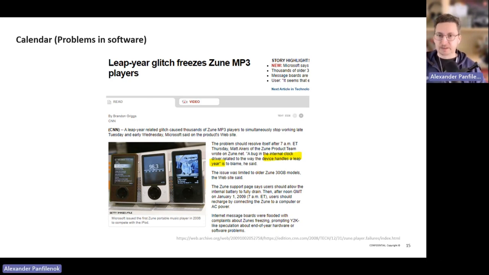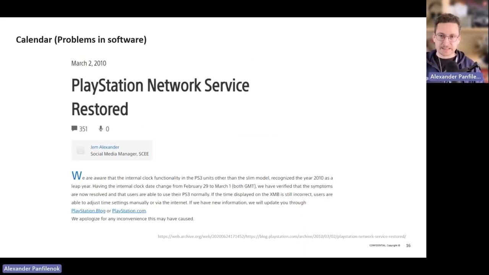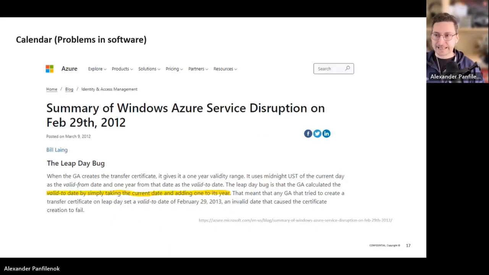So here are some samples of what can happen. In December 2008, Zune players were disabled because of how they were handling the leap year 2008, and the problem was automatically resolved in January the next year. In 2010, some PlayStation 3 devices did not recognize this year as a leap year. In 2012, some Azure services were down because of incorrect calculation of the TLS certificate valid-to property.